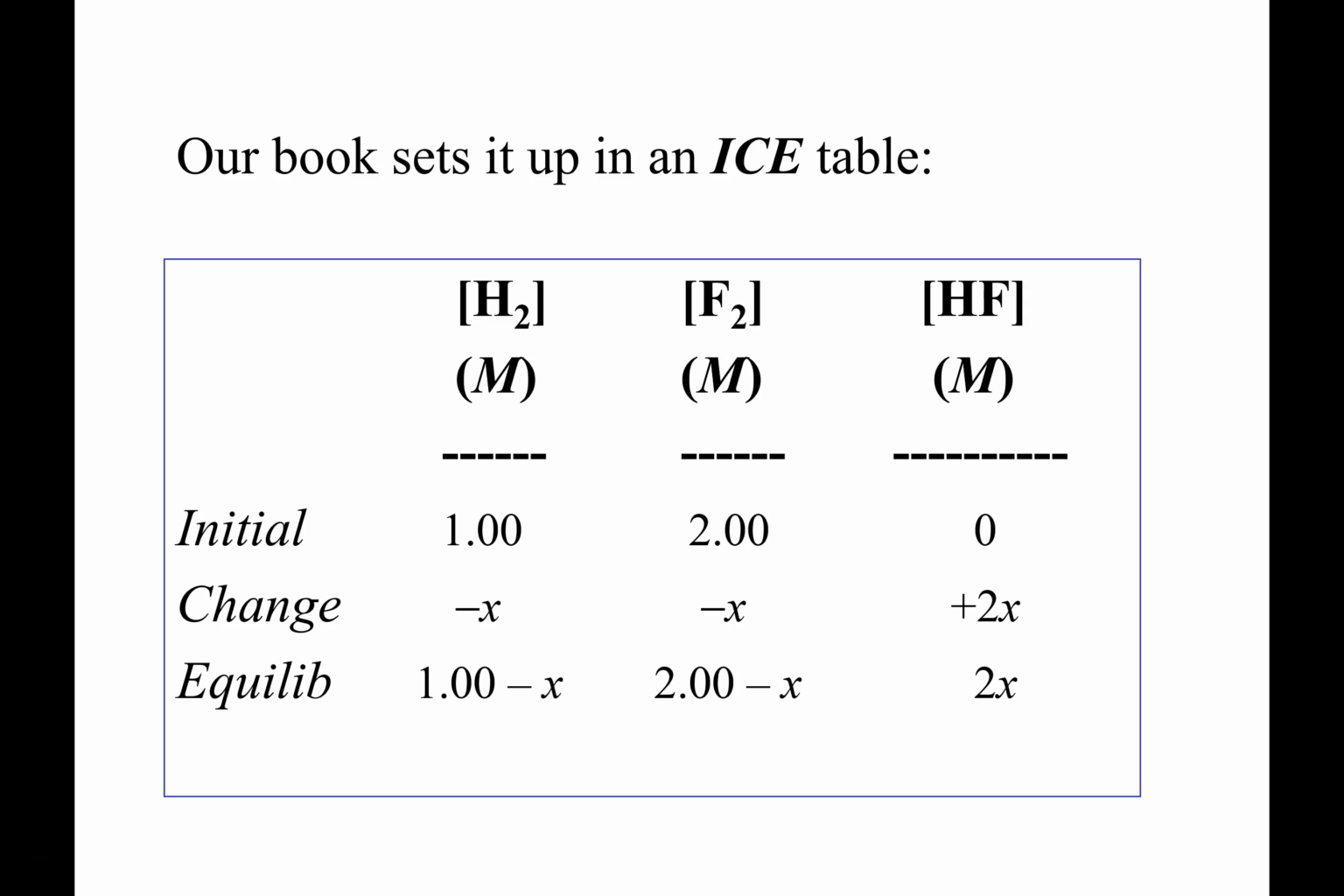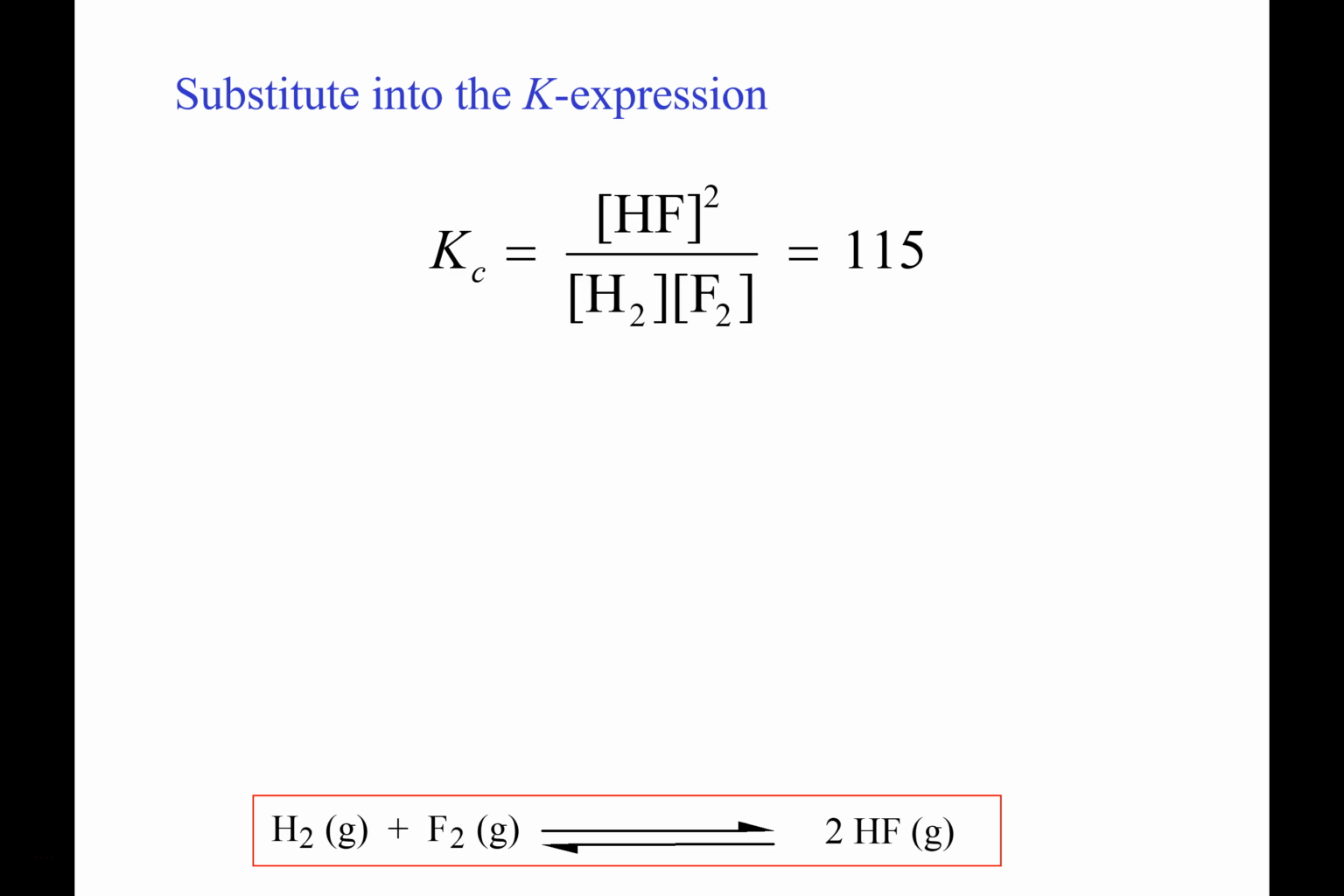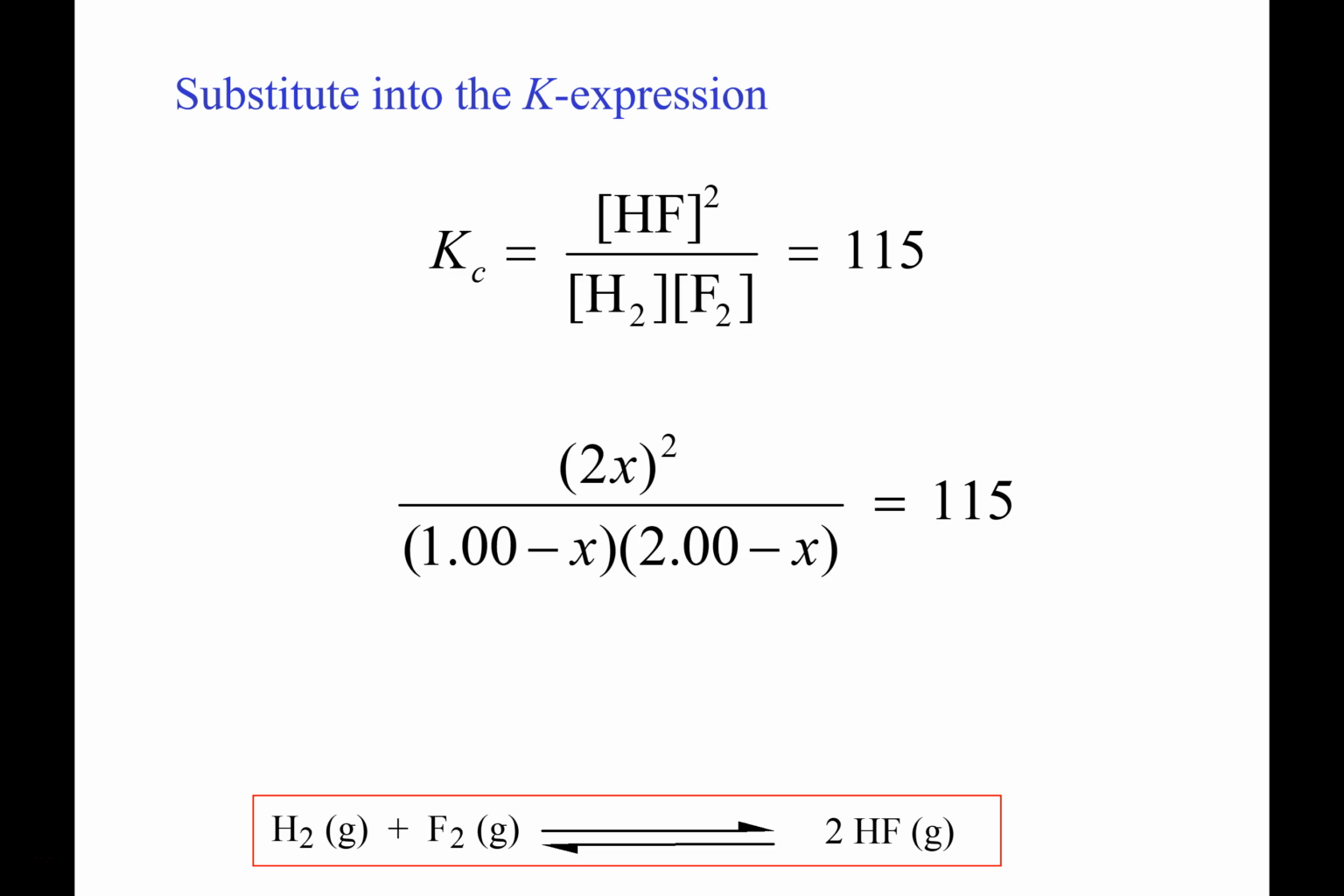Okay, so there's the table I did. Here we go. Here's our equilibrium constant expression. Again, this is an example where we're given the initial concentrations of everything and the value for K, and we're supposed to find the equilibrium concentrations of everything. We're working on it. So this then is what the substitution looks like.